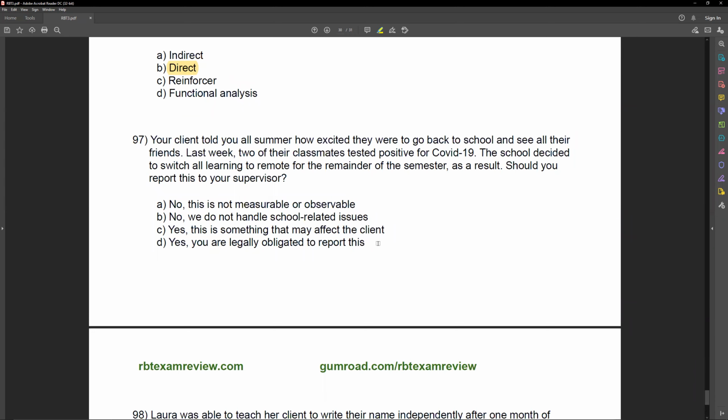A, no, this is not measurable or observable. Okay, maybe you can measure that they're not in school, or you can observe him not going to school, but it's not necessarily something that we're going to take a bunch of data on, right? It's pretty clear cut. They're going to be remote, okay? He's no longer in school, okay? So no, this isn't really the right answer.